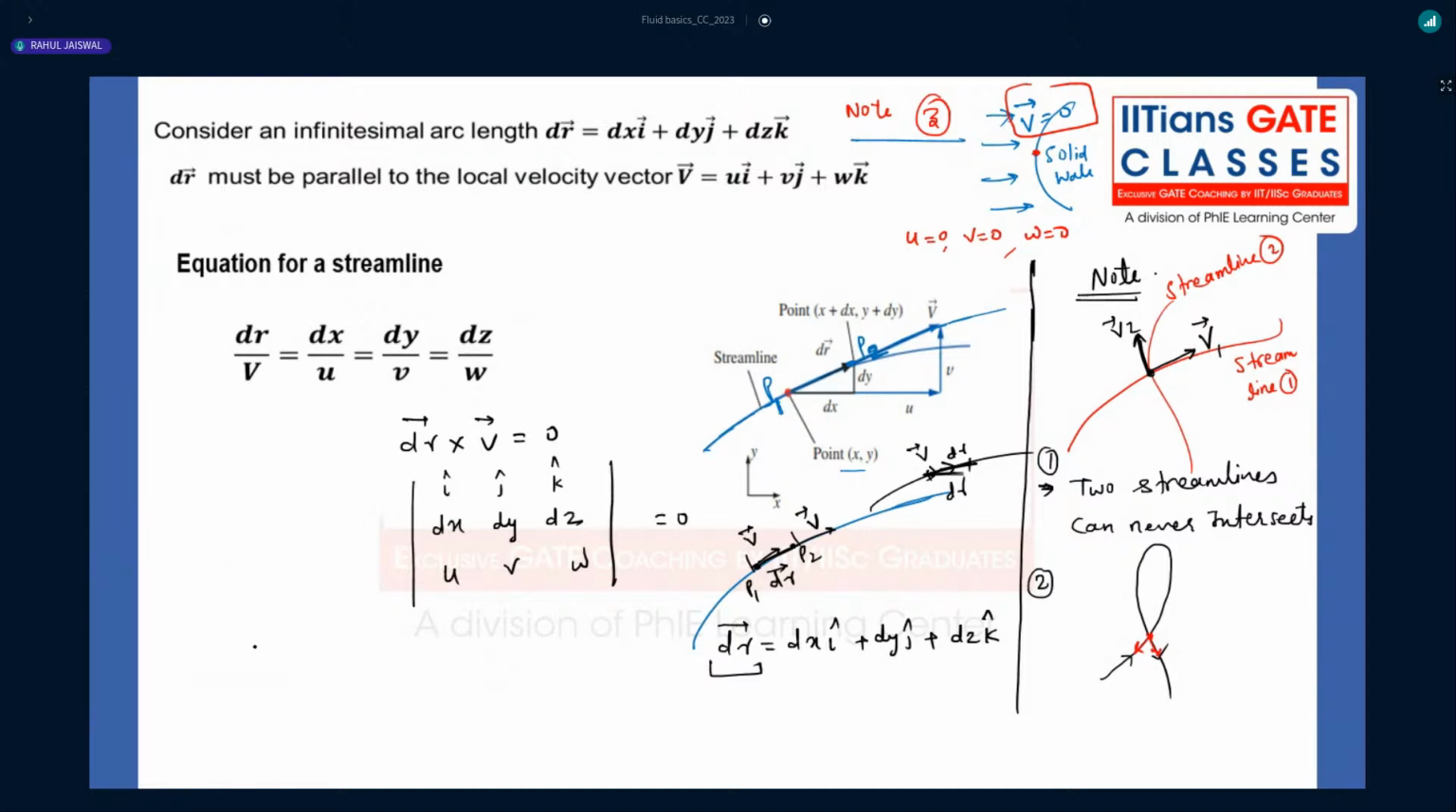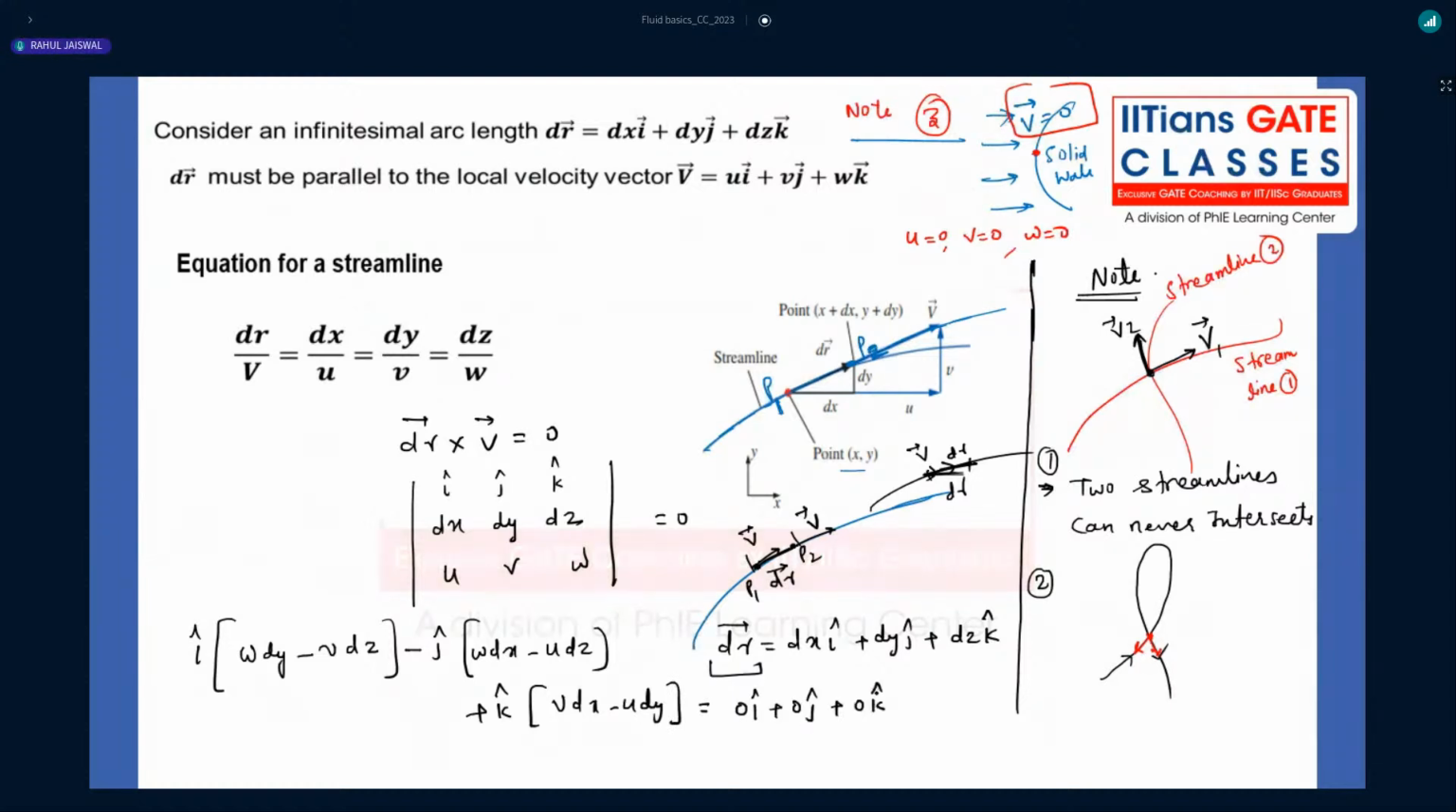Here we write i cap times (omega dy minus v dz), minus j cap times (omega dx minus u dz), plus k cap times (v dx minus u dy). That is 0, meaning 0 i cap plus 0 j cap plus 0 k cap. That means this term will be 0, this term will be 0, and this term will also be 0.